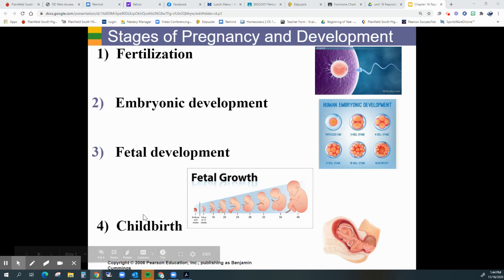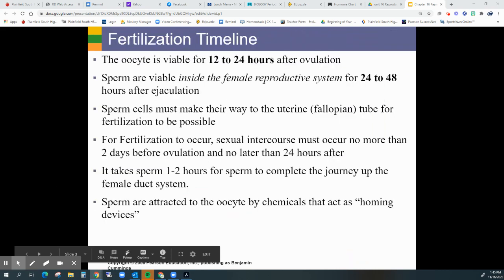So we go through essentially 4 stages. We go through what's referred to as fertilization. So this is union of egg and sperm cell. We go through embryonic development. So this is development of the zygote, the fertilized egg, from a single cell to a multi-cell. And then we go through fetal development. So once we get to a point where that single cell has divided enough, it can start to develop into the human. And then from there, the last step of that whole process is childbirth. Right. So let's take a look at fertilization first.